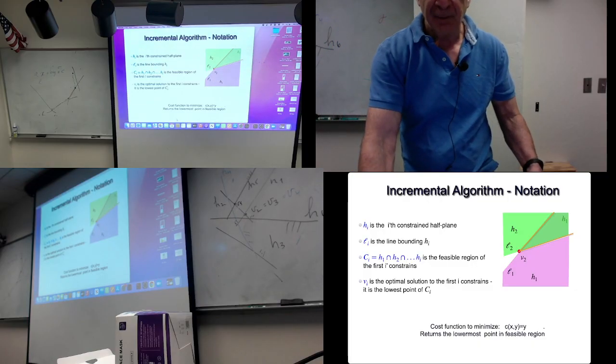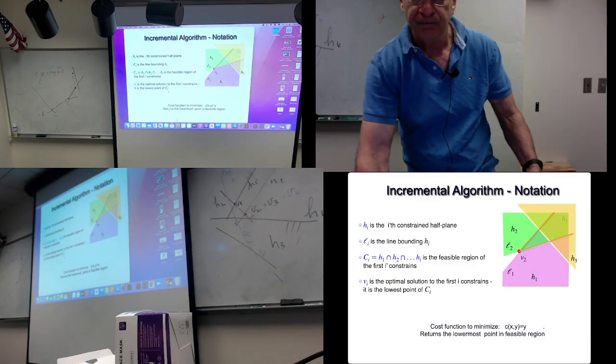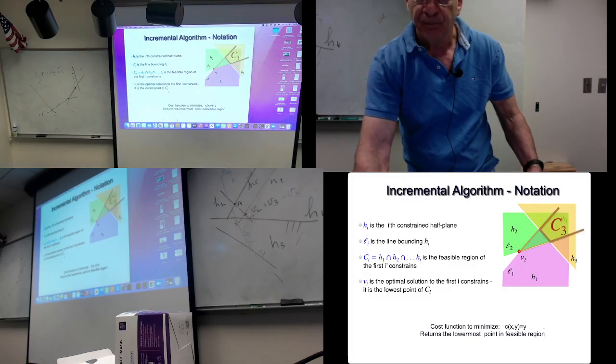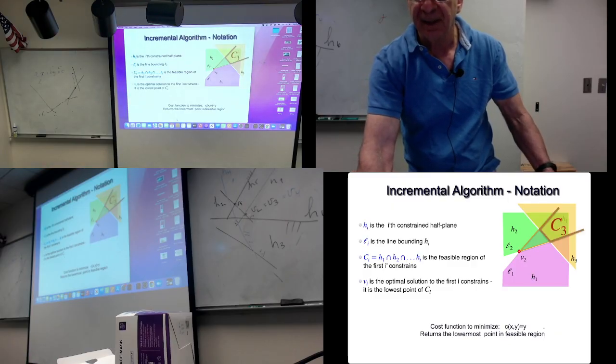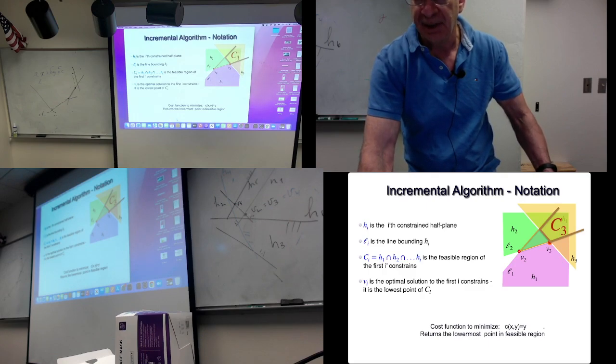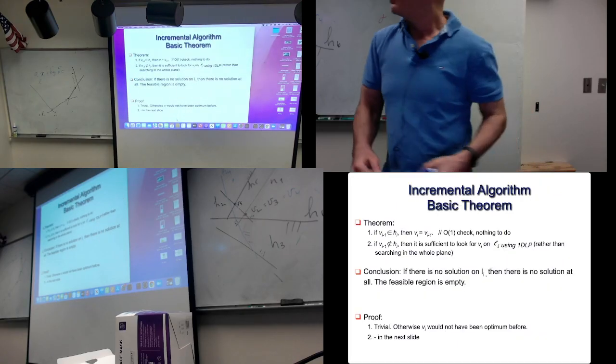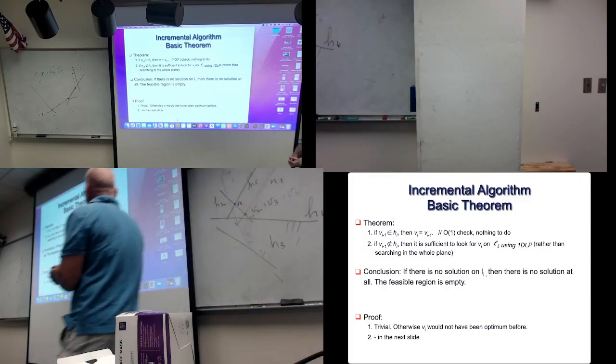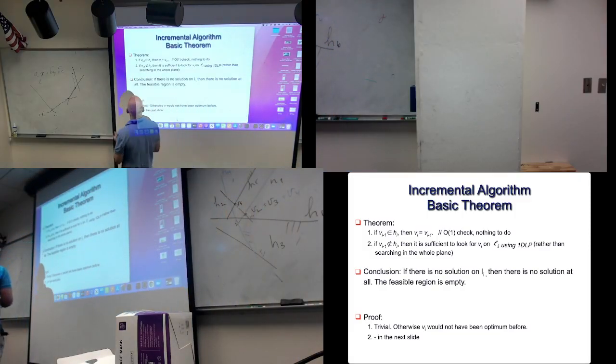Okay. Everybody is good with all the notations? Yeah. You have it also on the slide. Here is C3. Again, I'm saying we don't keep it explicitly. We just know that it exists. And here is a vertex V3. Okay. This is both a theorem, but it will also dictate our algorithm.